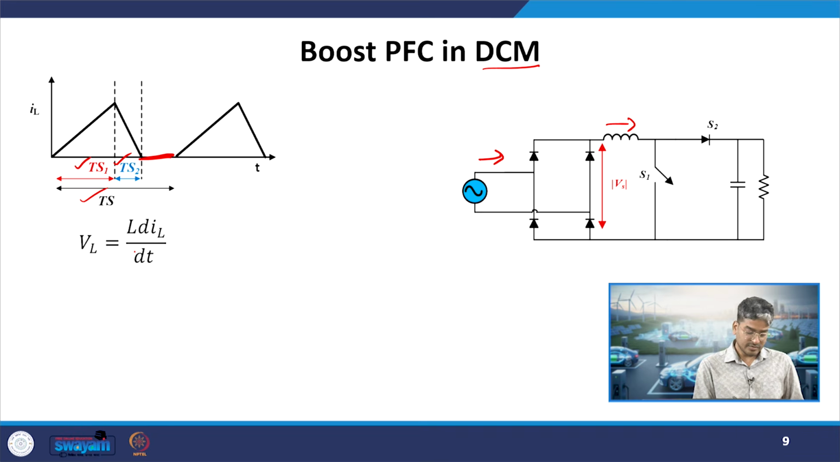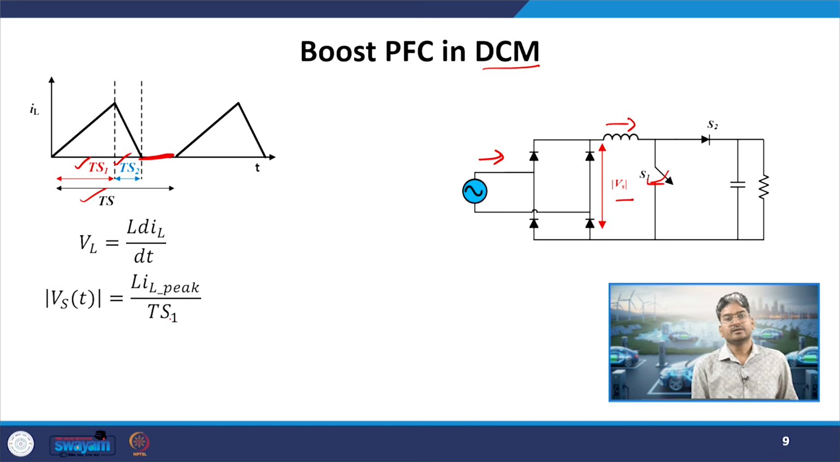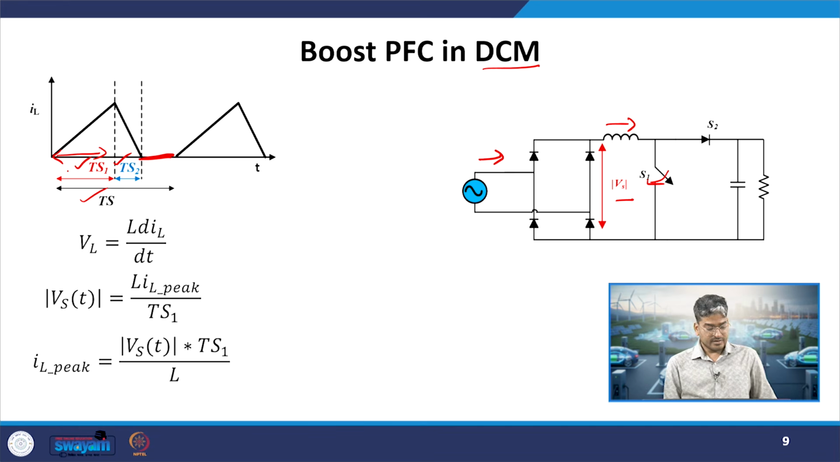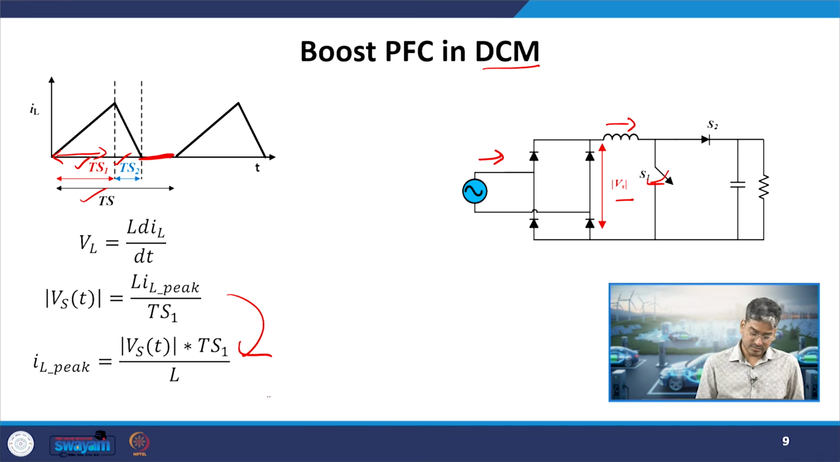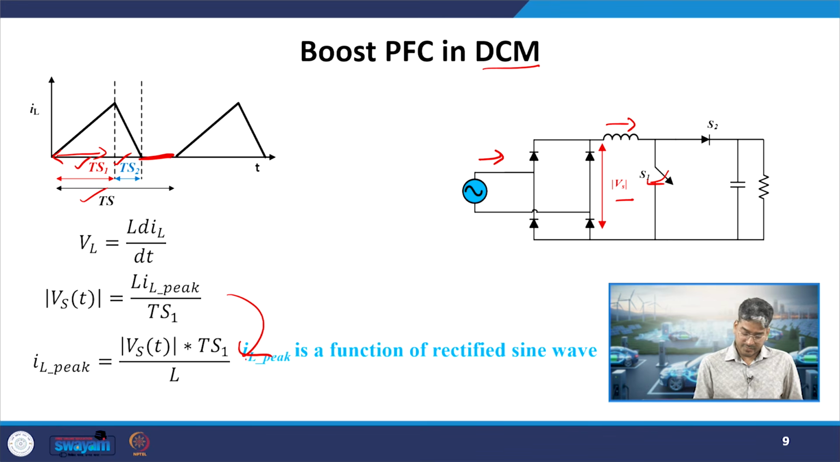Okay. Now, VL will be equal to L dIL by dt. So, for the turn on time, when the switch is on, again we will have mod Vs applied across the inductor. Mod Vs will be equal to L delta IL peak by Ts1. Okay. Ts1 is the duration for which my switch is on. Okay. Rearranging that, IL peak will be equal to mod of Vs into Ts1 by L. Okay. So, now IL peak has become a function of the rectified sine wave.